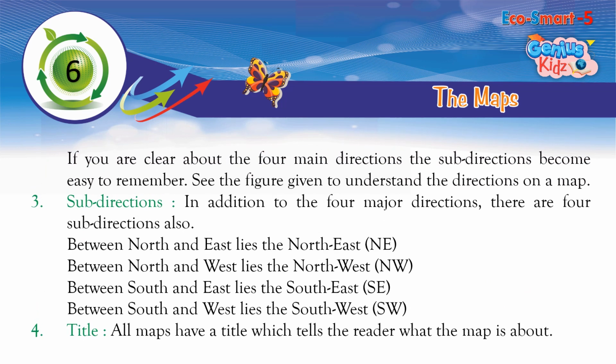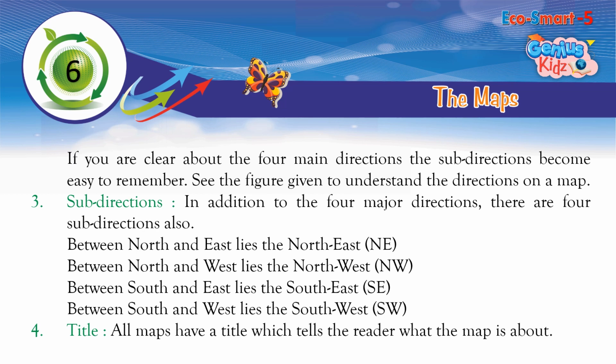If you are clear about the 4 main directions, the sub-directions become easy to remember. See the figure given to understand the directions on a map. 3. Sub-directions. In addition to the 4 major directions, there are 4 sub-directions also. Between north and east lies the northeast, NE. Between north and west lies the northwest, NW. Between south and east lies the southeast, SE. Between south and west lies the southwest, SW.